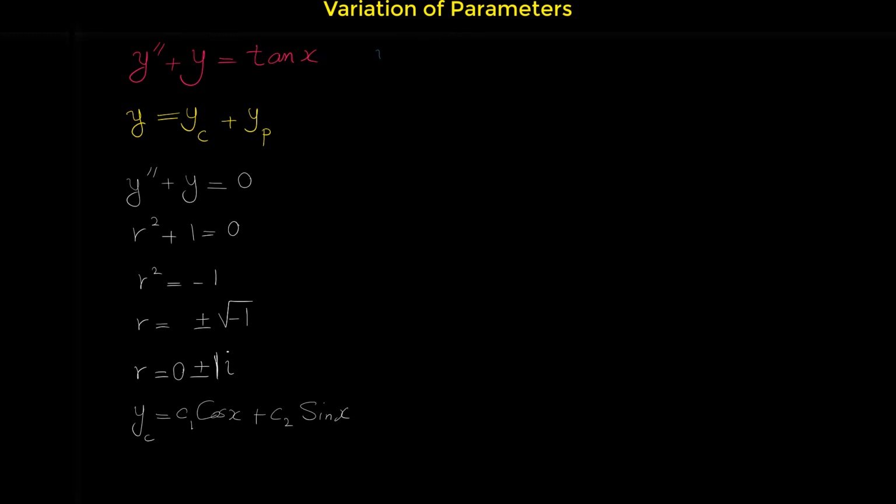So for finding the particular solution, we can use the method of variation of parameters. The formula that we use in the method of variation of parameters for finding the particular solution is this: -y1 ∫ y2 f(x) / W(y1, y2) dx + y2 ∫ y1 f(x) / W(y1, y2) dx.